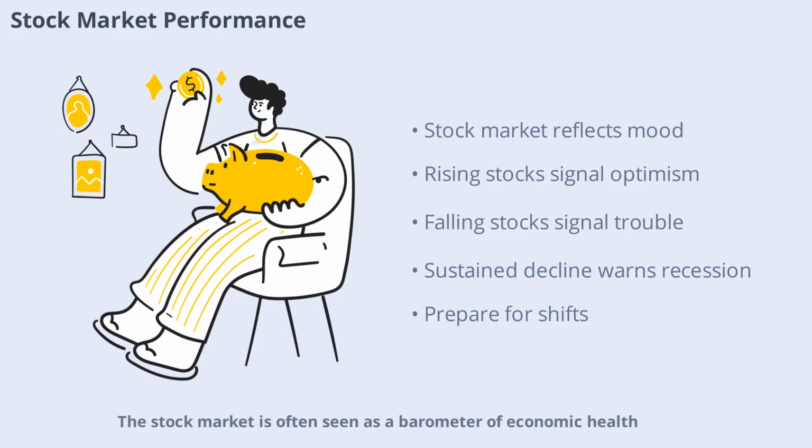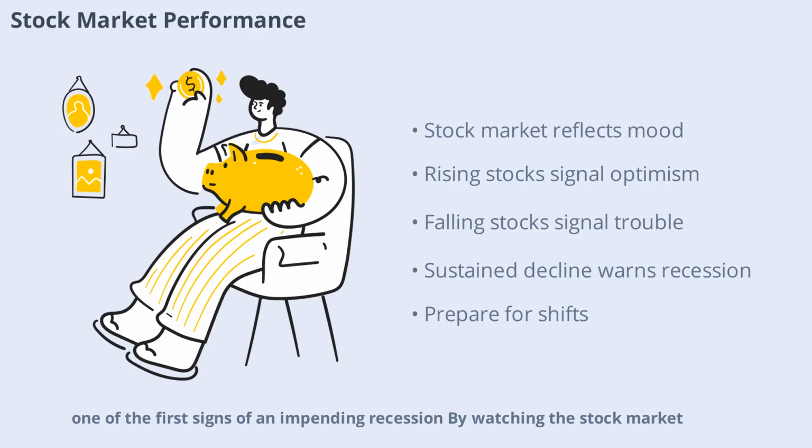Stock market is often seen as a barometer of economic health. When stocks are rising, it's a sign that investors are optimistic about the future. But when stocks fall sharply, it can signal that trouble is on the way. Economists and investors track stock market performance closely because it reflects the collective mood of the market. A sustained decline in stock prices is often one of the first signs of an impending recession. By watching the stock market, you can spot changes in investor sentiment and prepare for economic shifts.